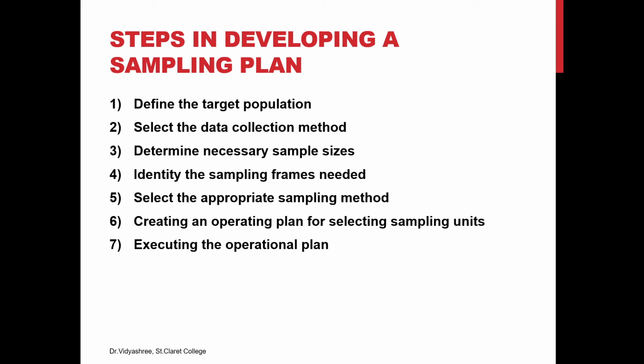The next one is that he has to create an operating plan for selecting the sample units. Operating plan in the sense that he has to determine how he can approach the people to collect the data from the sampling units. So after all the above 6 steps, finally he has to execute his operational plan. Let me summarize. First, he has to define his target population. The next thing, he has to decide whether it's an interview method or an observation method, which data collection method he has to use in order to determine the sample plan.